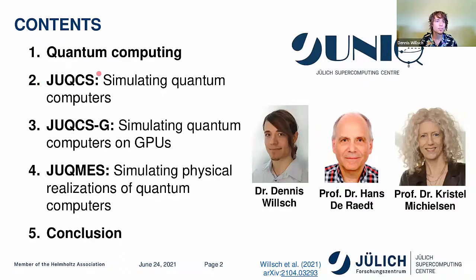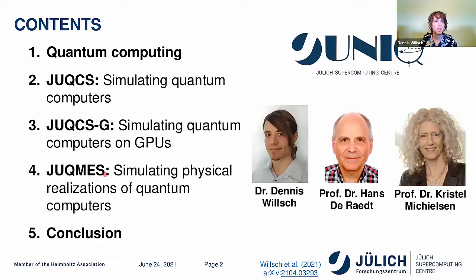Then I'm going to introduce JUQCS. That is the Jülich Universal Quantum Computer Simulator. That is a massively parallel simulator that runs on supercomputers. And we also use this in collaboration with Google for the quantum supremacy experiments. Then I'll introduce JUQCS-G. That is the GPU version of this simulator. And finally, I'll talk about JUQCS.